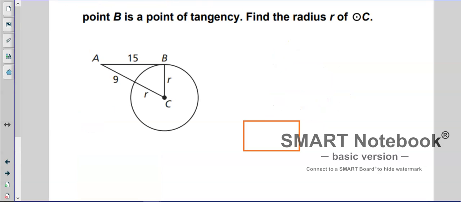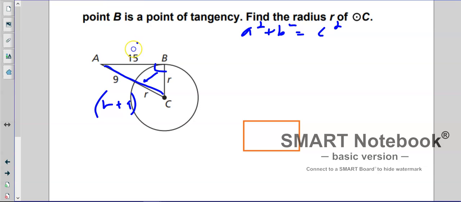All right, point B is a point of tangency. If it's a point of tangency, that means it's a right angle, which means we have a squared plus b squared equals c squared again. So always identify your hypotenuse. Well, this one's a tricky one. My hypotenuse is r plus 9. And then here's my a and here's my b, or whatever you want to call it. So I have 15 squared plus b squared equals r plus 9 squared.